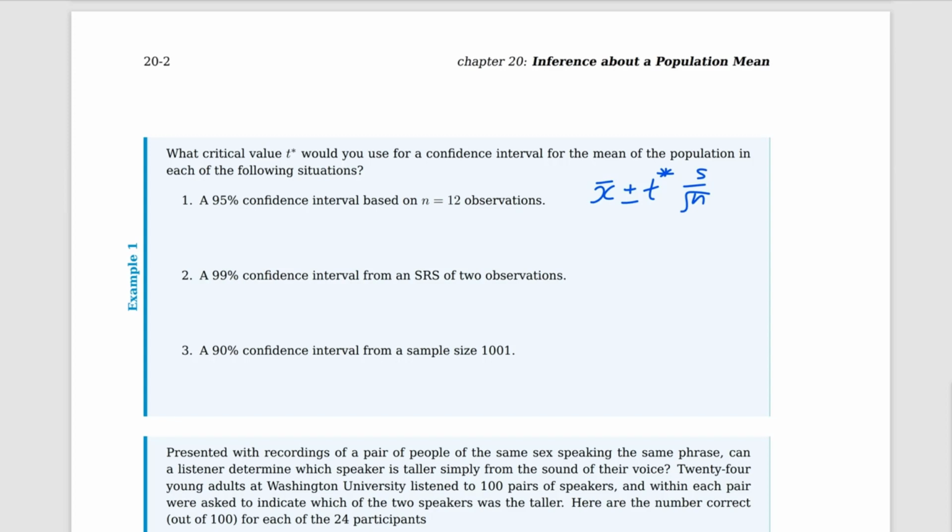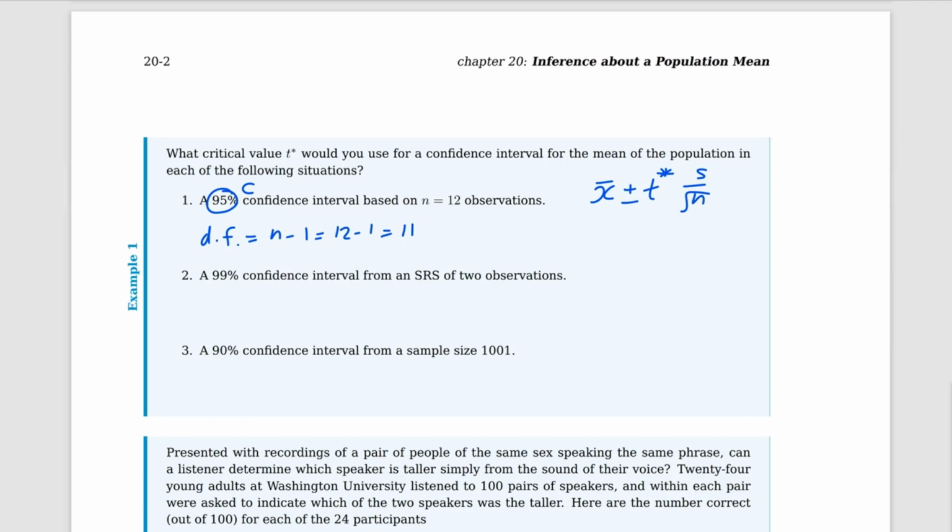First, we should know the degrees of freedom. Degrees of freedom is always n minus 1. Here n equals 12 and minus 1, which is 11. That is the degrees of freedom. First you need to find the degrees of freedom. Then go to the confidence level. It is 95%. That is C, right? It is the 95% confidence level.